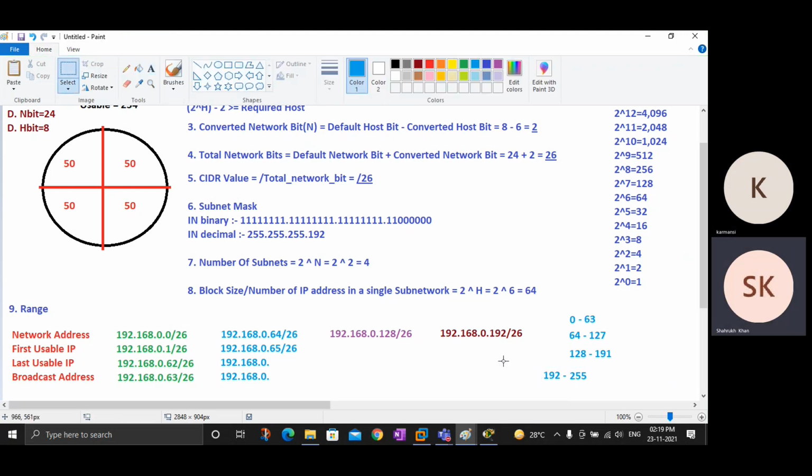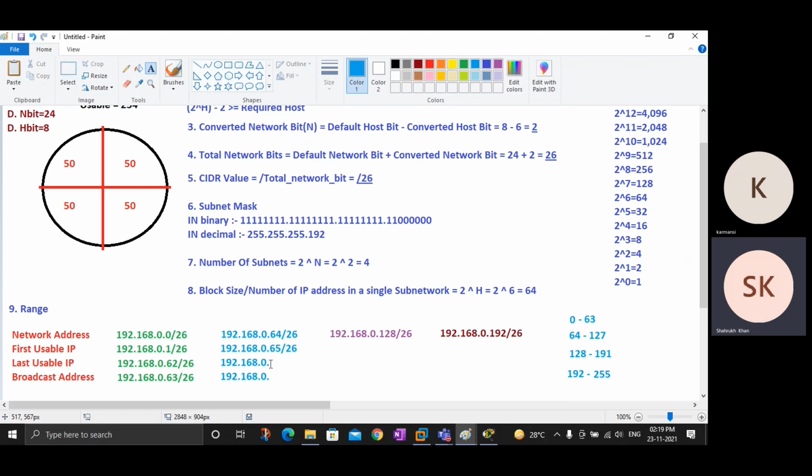That's what we need to do while we are creating the subnetworks. We got the block size, the number of IP addresses in a single subnetwork, which should be 64, not more than that. So if we divide 256 into parts of 64, we'll get this range.